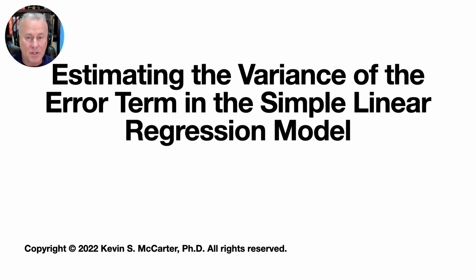We've seen how to estimate the beta parameters in the simple linear regression model, but there is one more parameter in that model that needs to be estimated. That parameter is the variance of the error terms, and deriving that estimator is what we're going to do in this lecture video.